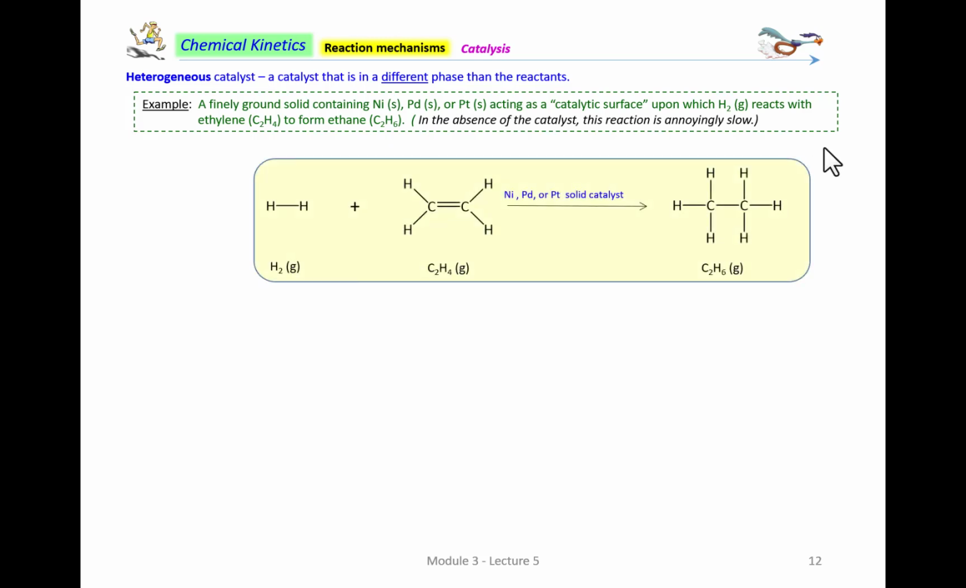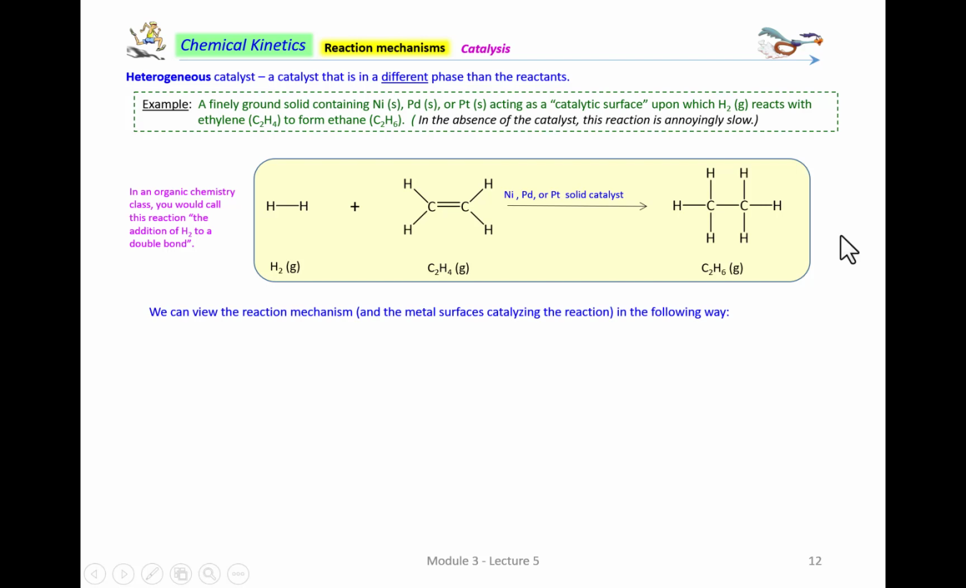Let's look at the reaction that we'd like to catalyze in a little more detail. We have hydrogen gas, we have ethylene, it has a carbon-carbon double bond, and we'll put the catalyst over the arrow, and the product we want to get here is ethane. If you were taking organic chemistry, you would call this reaction the addition of H2 to the carbon-carbon double bond to form ethane.